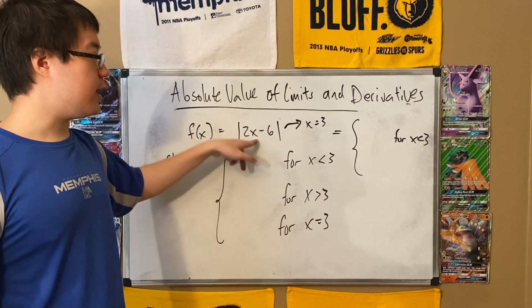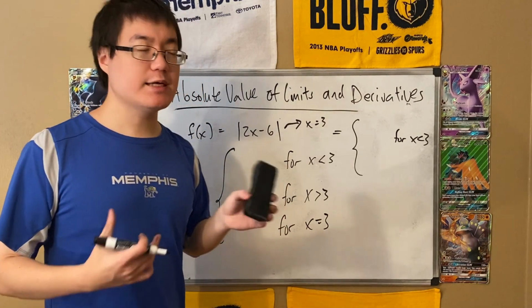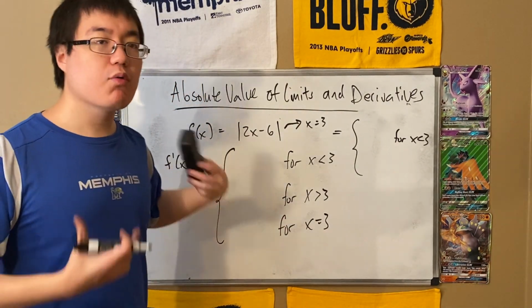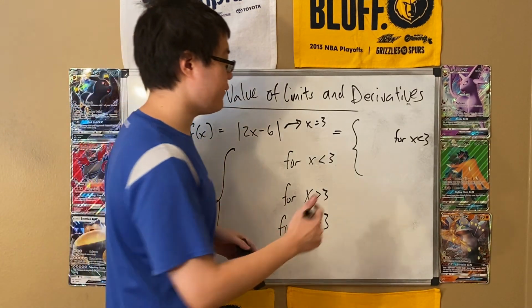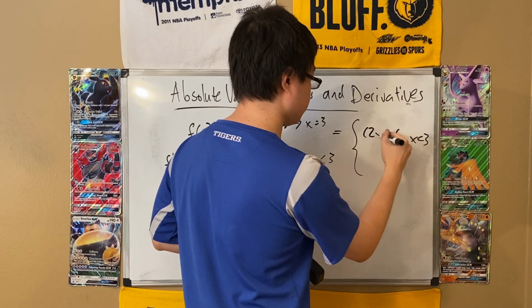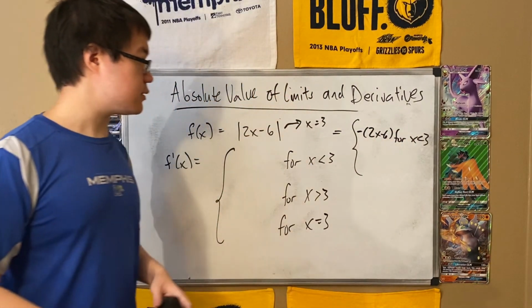When you plug in 2.9, 2.9 times 2 minus 6 is going to be some negative quantity. What do we do with negative quantities? Well, all we do is we erase the absolute value bars. So we're going to change them to parentheses, and then instead we're going to put a negative here. And that's all it is.